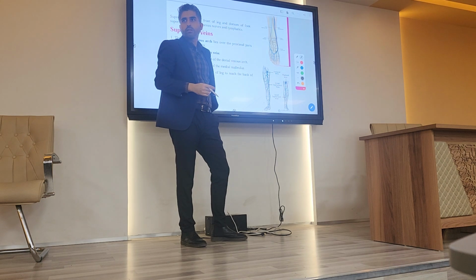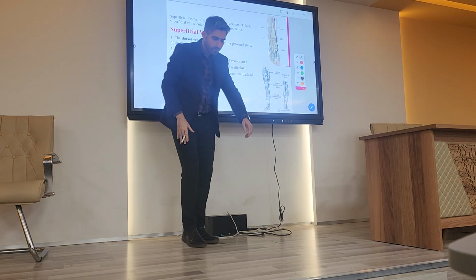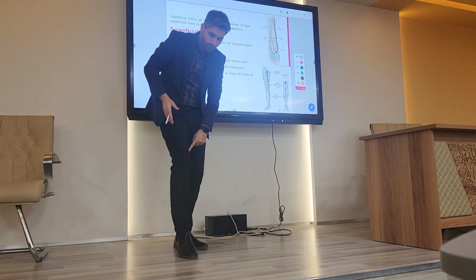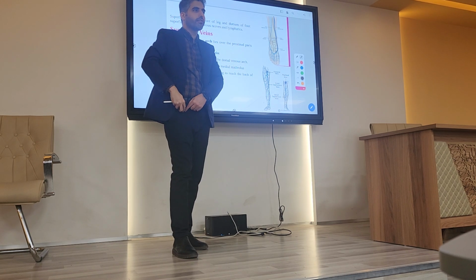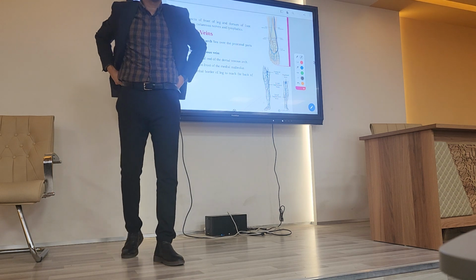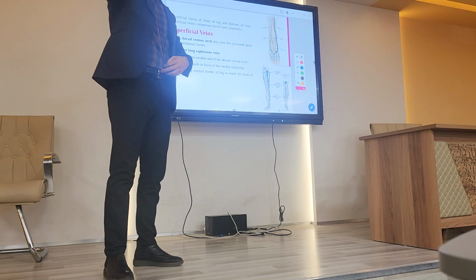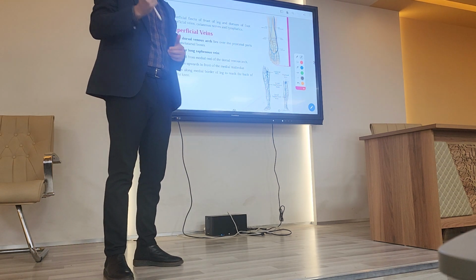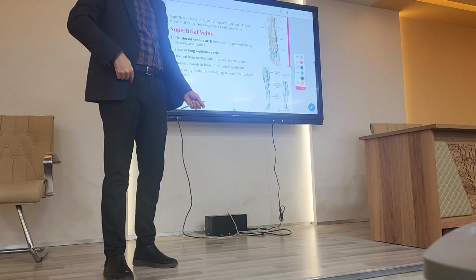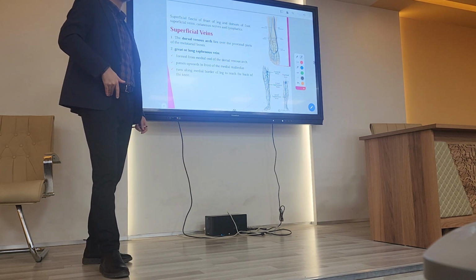Great saphenous vein. Superficial vein in the medial side of the foot, medial side of the leg, medial side of the thigh, and it finishes here. Very good. Saphenous opening, and terminates in which vein? Femoral vein. So it goes up and finishes here in the femoral triangle, at the saphenous opening, in the femoral vein.